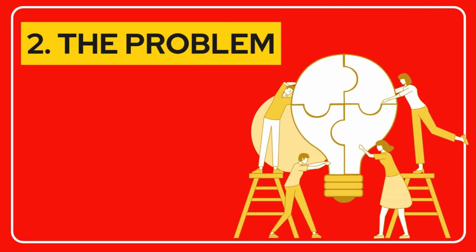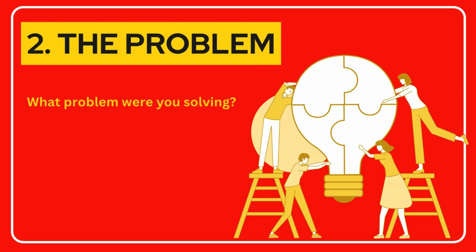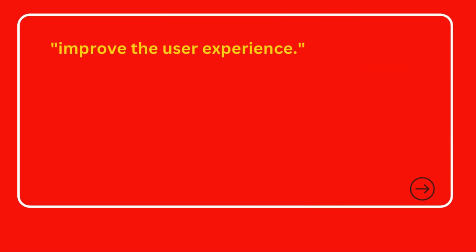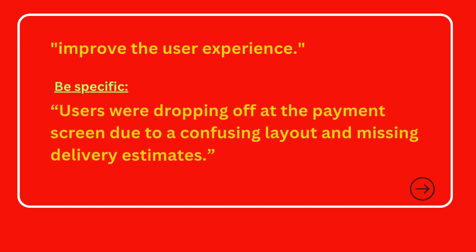2. The problem. Next, what problem were you solving? Avoid vague phrases like "improve the user experience." Be specific. Users were dropping off at the payment screen due to a confusing layout and missing delivery estimates. Clarity here sets the stage for smart design decisions.